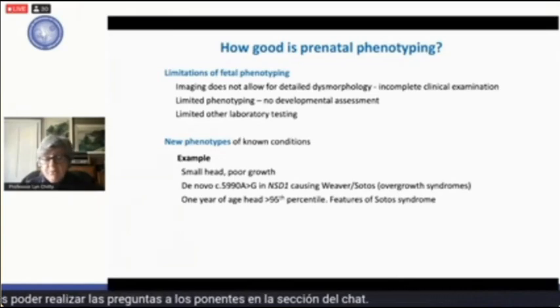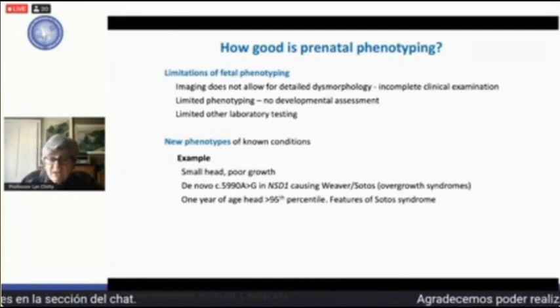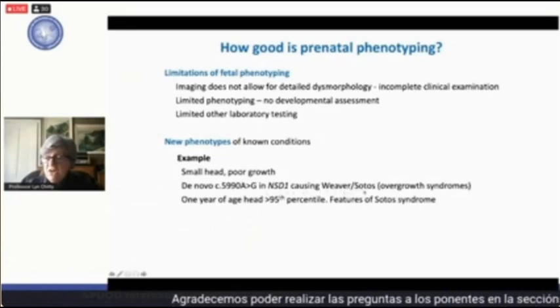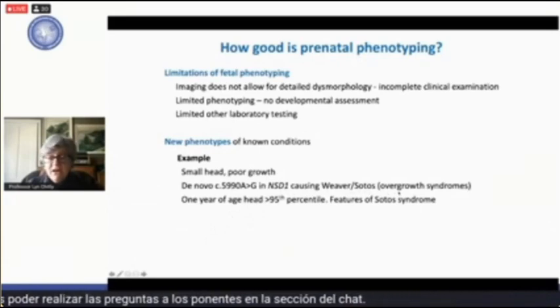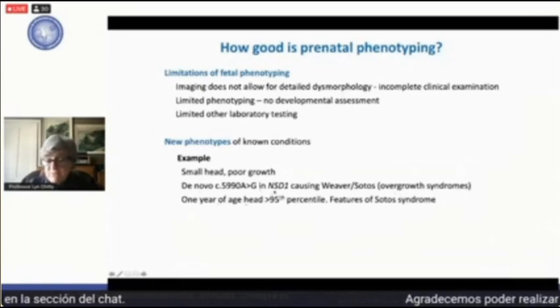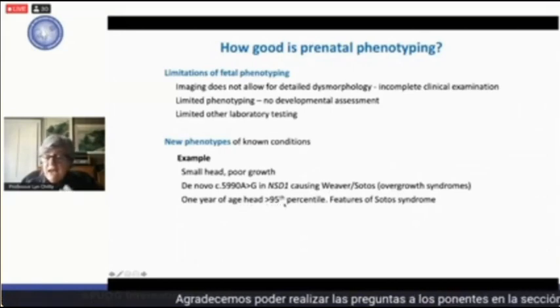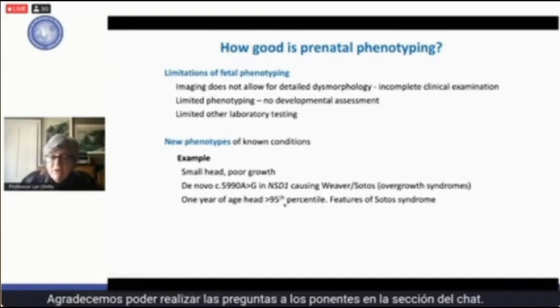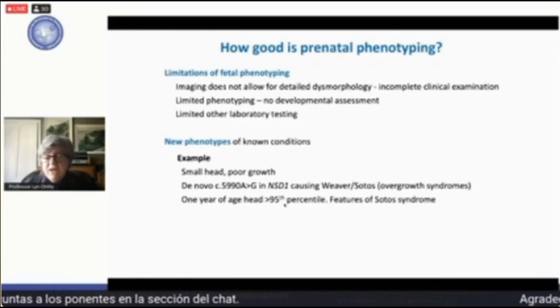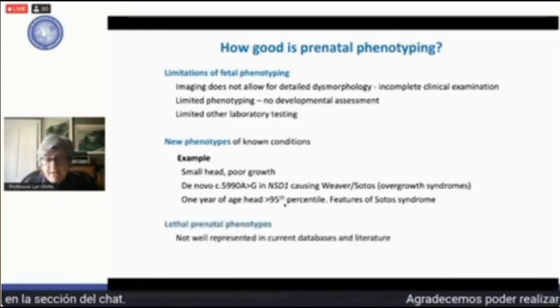Y este es un ejemplo. Tenemos un bebé con una cabeza pequeña y poco crecimiento, y si tiene una mutación de novo en este gen que lleva al síndrome de Sotos, el síndrome del sobrecrecimiento, esperaríamos que este bebé tuviera una cabeza más grande que lo usual. Sin embargo, hay una cabeza pequeña y pobre crecimiento, y a un año de edad la cabeza llega por encima del 95% y los rasgos faciales corresponden al síndrome de Sotos. Entonces estamos viendo cómo podemos encontrar cambios prenatales, pero no aquellos que vemos en la vida postnatal.